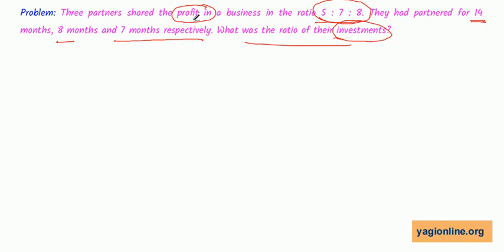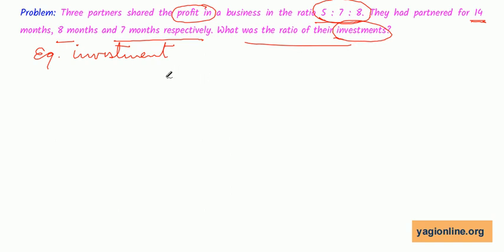different. In such a case we have to find out equivalent investment. We have to talk of equivalent investment. Direct investment will not be the correct solution in this case. We have to find out equivalent investment. So that's what we want to find out, the ratio of their investment. So we can proceed like this.